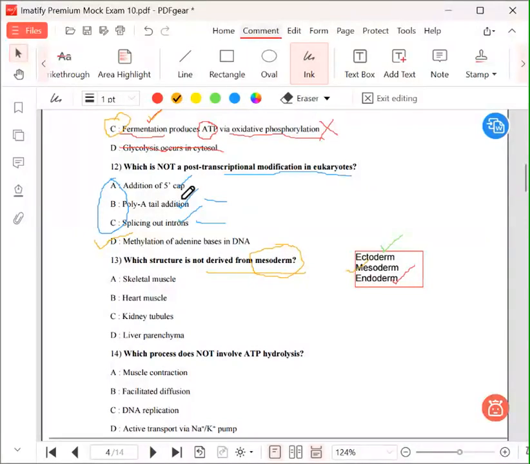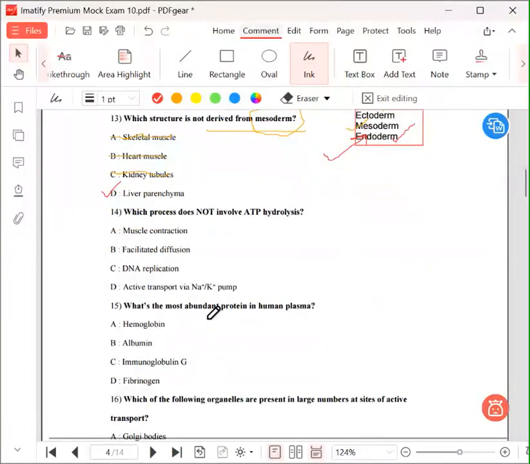Let us check the options. Skeletal muscle. As I have told, all muscular systems are derived from mesoderm, eliminate it. Heart muscle, same, a muscle. Kidney tubules, they are also derived from mesoderm. Liver parenchyma, the cells of liver, the lining of liver. So the liver parenchyma or the cells of liver, the basic lining of liver, is derived from endoderm, as I have told you before that the visceral organs are derived from the endoderm.